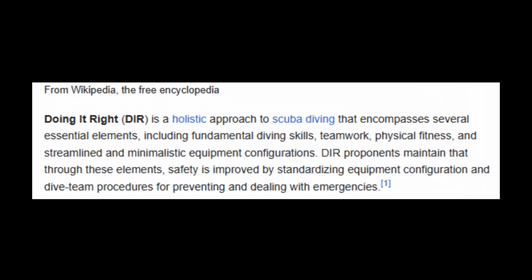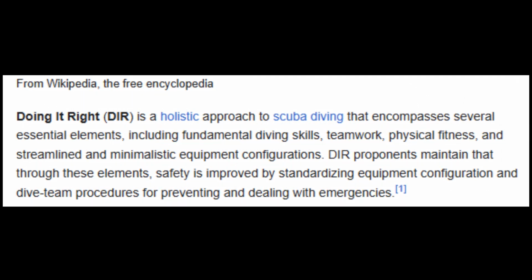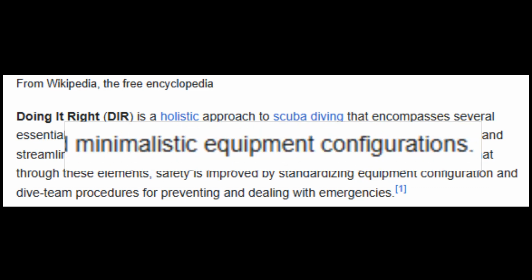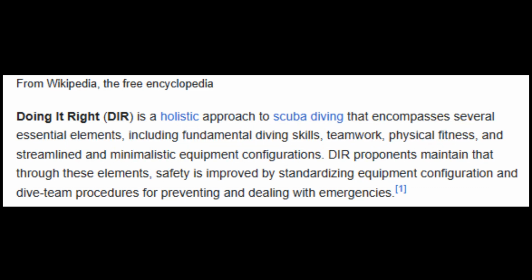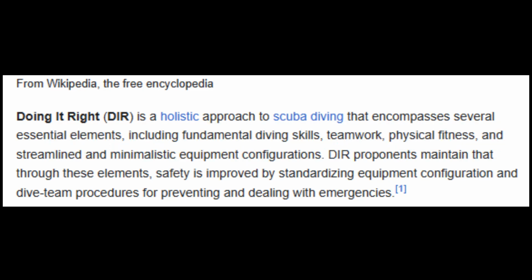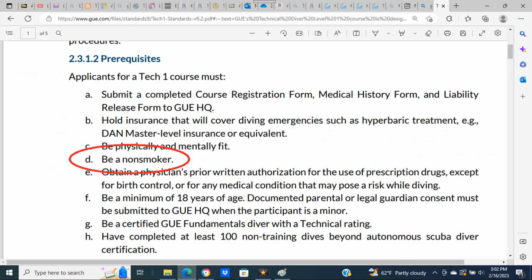Let's begin with the Wikipedia definition of DIR, doing it right. And in this definition, there are some very important concepts about fundamental diving skills, teamwork, and minimalistic equipment configurations. This does specifically include standardizing the equipment configuration and also the team procedures for preventing and dealing with emergencies. There is also the issue of physical fitness and also some lifestyle conduct. At one point, one of the DIR-based certification agencies specifically addressed the issue of smoking and diving.